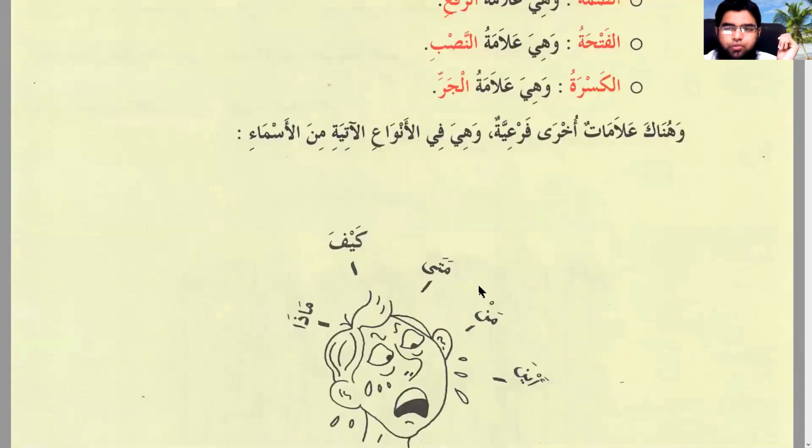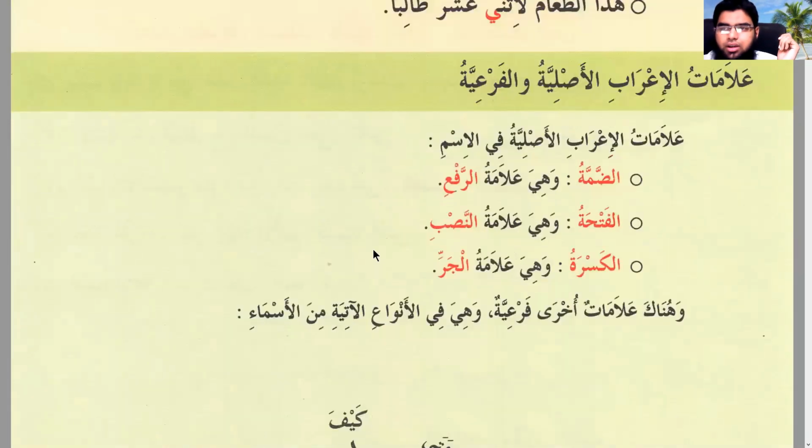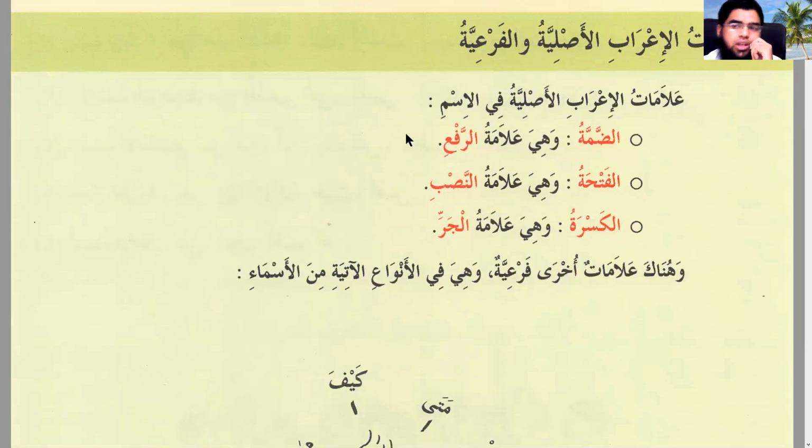We'll continue from alamatul i'rab al-asliya wal far'iyya. Far'a is a branch, so secondary endings. Asli is the root and far'a is the branches. You see the branches. So this is far'iyya. We'll continue next week, inshallah. From this, like aina, man, mata, kaifa, haza. This is what we will continue next week, inshallah ta'ala.